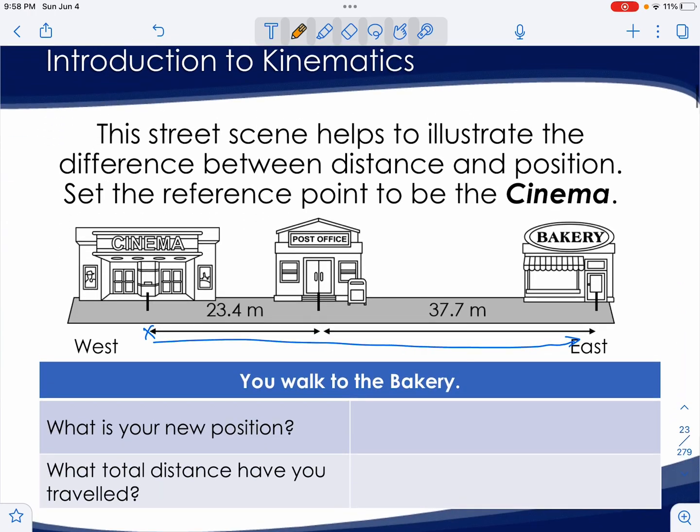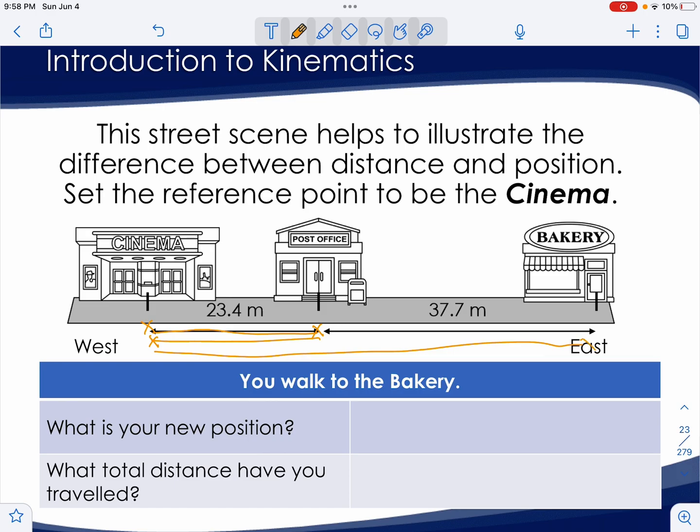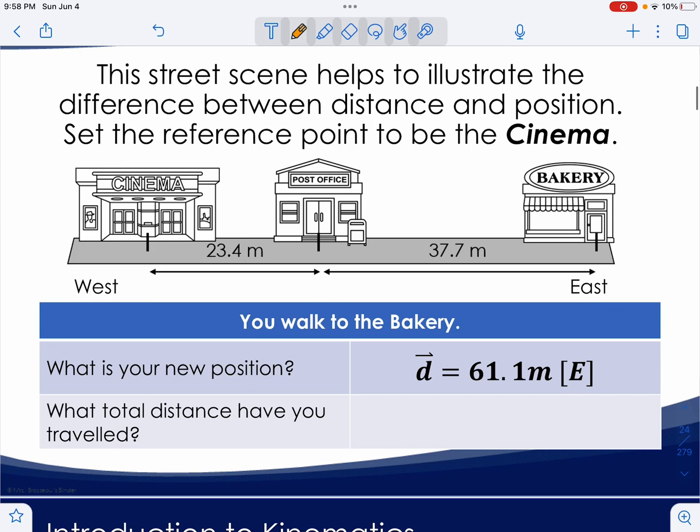Okay. So now it says you walked to the bakery. So you started here, you walked to the post office, you walked back to the cinema, and then you walked all the way over to the bakery. So what is your new position? And what total distance have you traveled? Pause the video and then solve those.